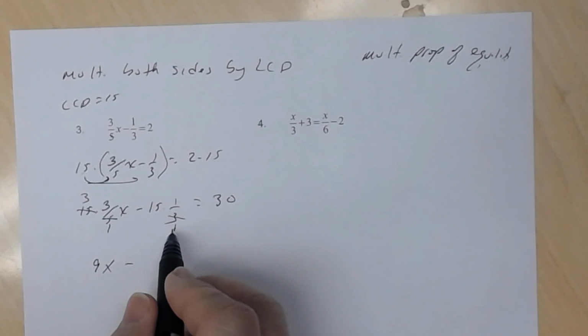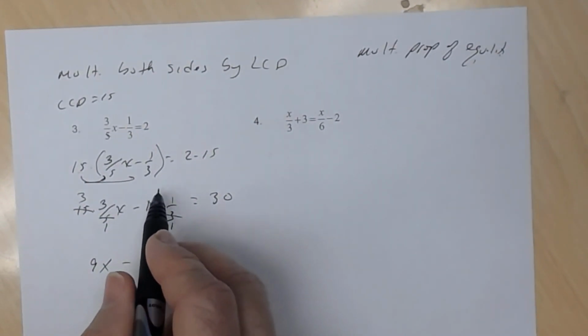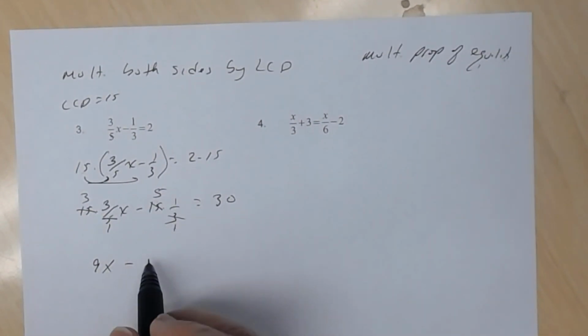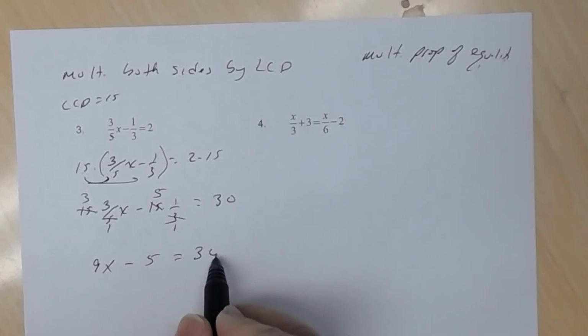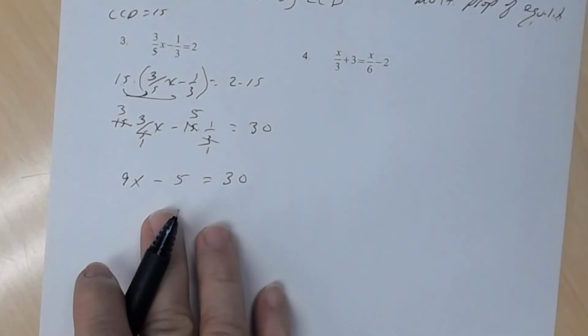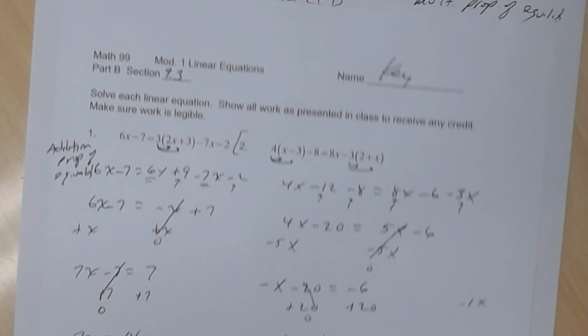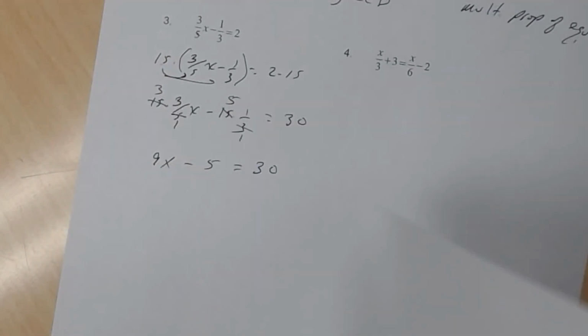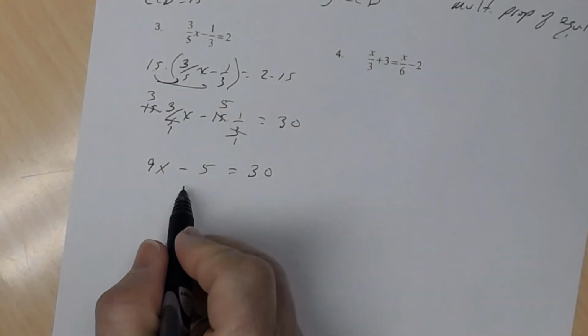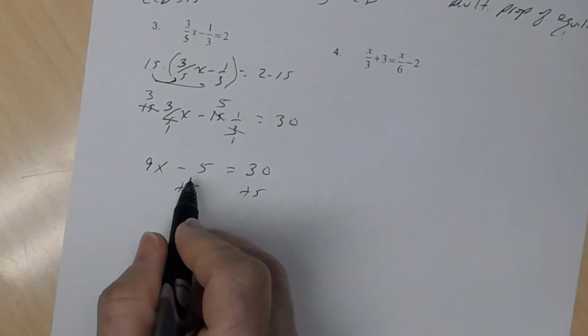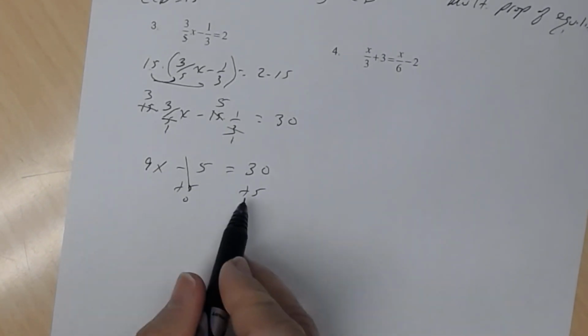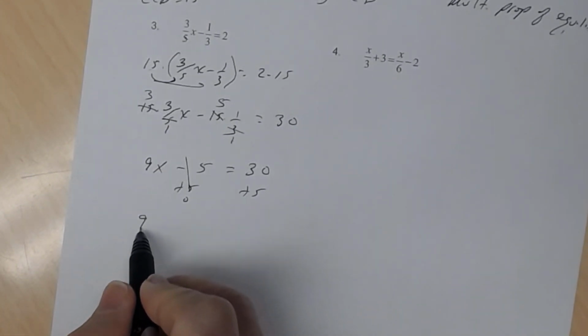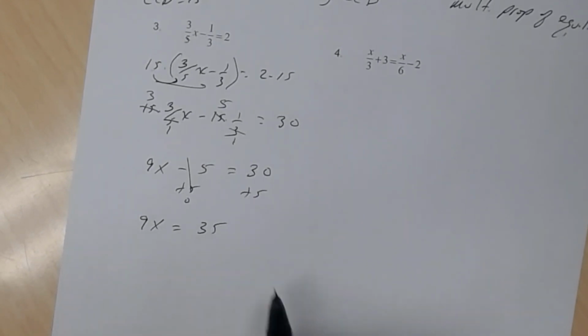3 into 3 is 1, so when I reduce, 3 into 3 is 1, 3 into 15 is 5, and 5 times 1 is 5, equal 30. All right, once you get to that point, it looks like these problems here, so it makes things a lot easier. Okay, now I'm going to add 5 to both sides and combine like terms. So now I'm using the addition property of equality. So I get 9x equal 35.